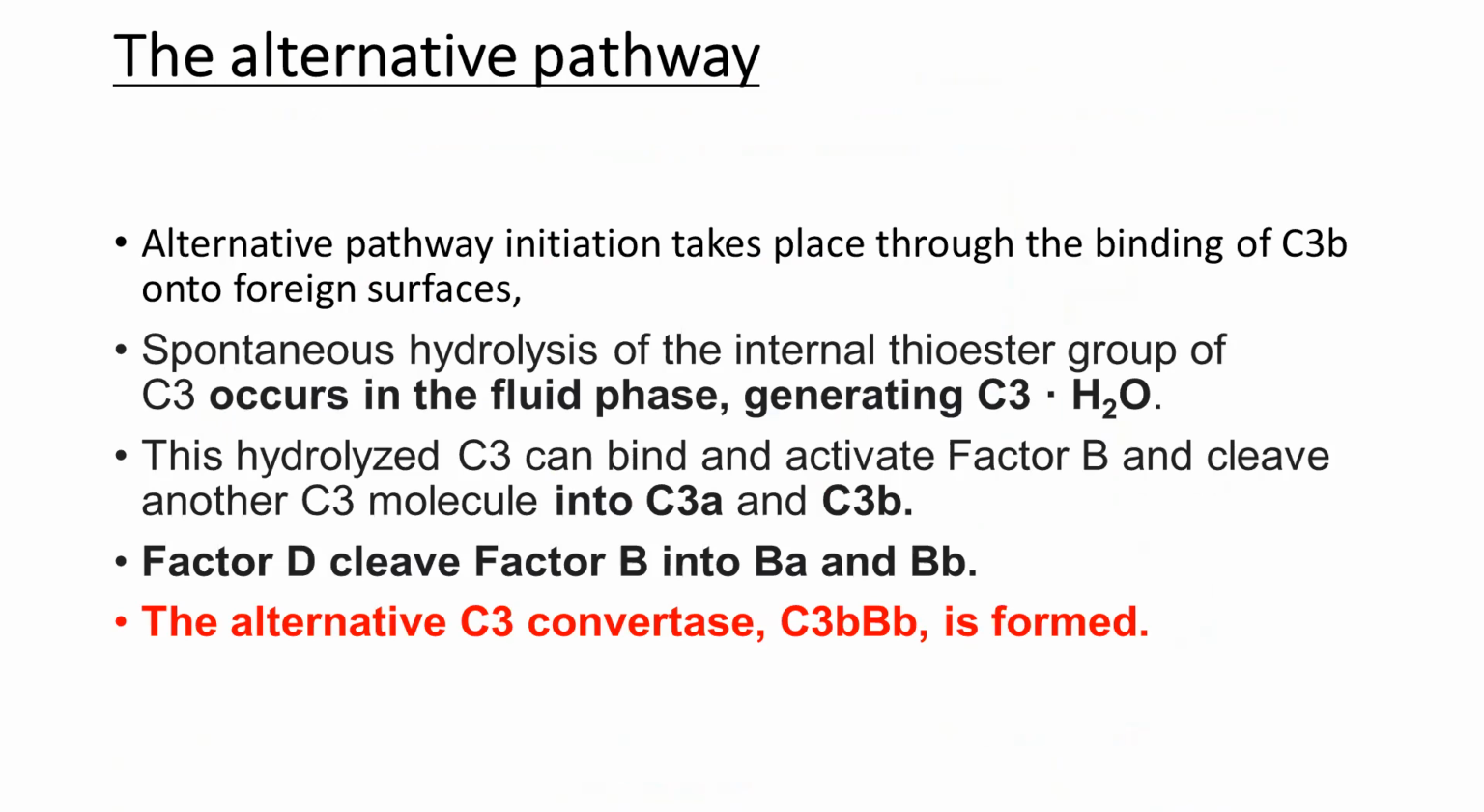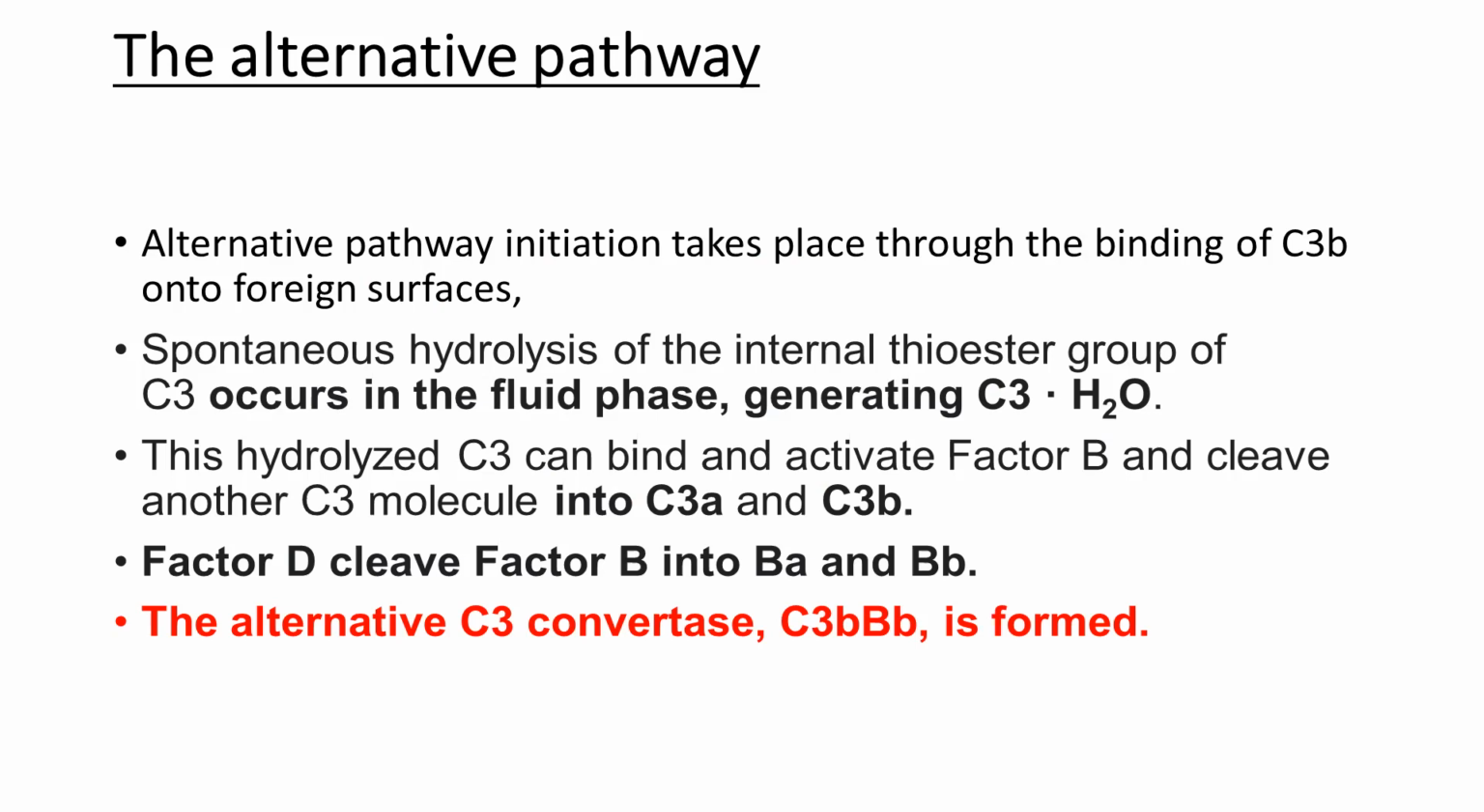As I already told you, the alternate pathway initiation takes place through the binding of the C3b onto foreign surfaces. Spontaneous hydrolysis of the internal thioester group of C3 occurs in the fluid phase to generate C3 water. This hydrolyzed C3 can bind and activate factor B and cleave the other C3 molecule into C3a and C3b.